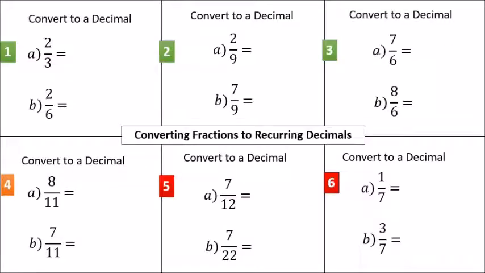Here are 6 questions then for you to try. They do link together. You may be able to use previous answers to help you to get part B, or previous questions to help you answer the question you're on. But use the method I've been showing you. Use the bus stop method to help you to answer these questions.